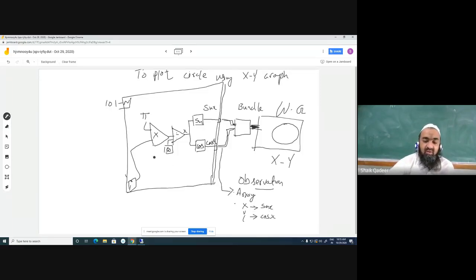What is the purpose of multiplier followed by a divider? To make this x a fractional quantity.